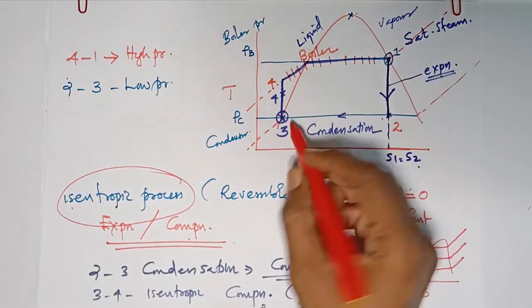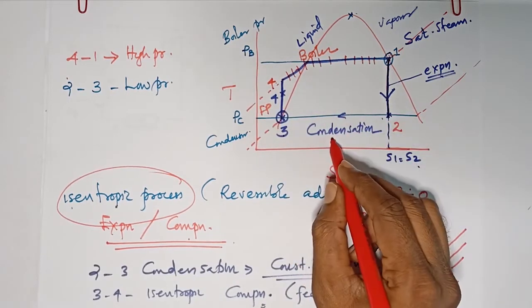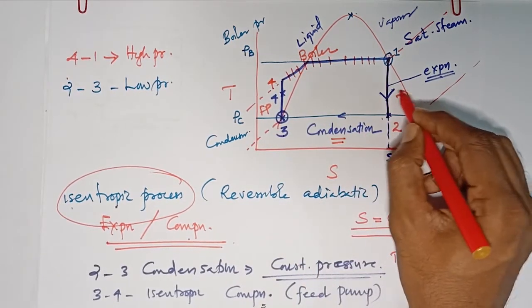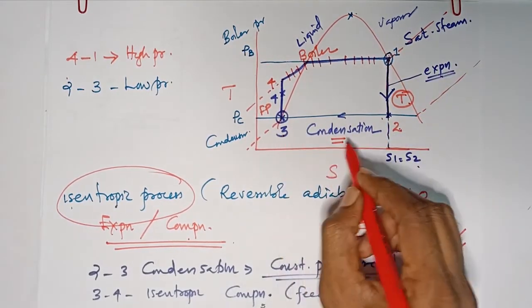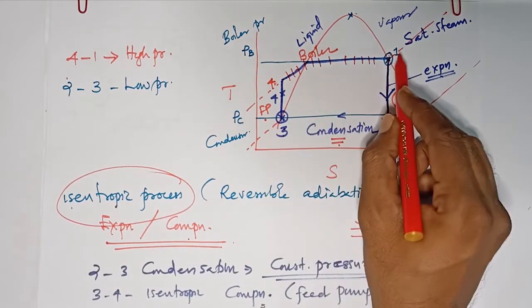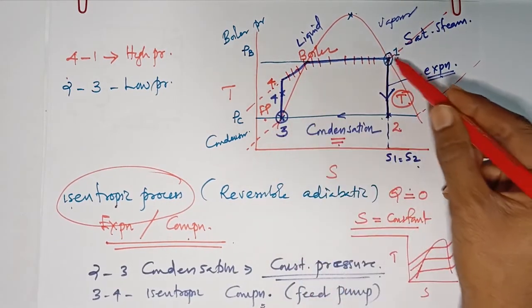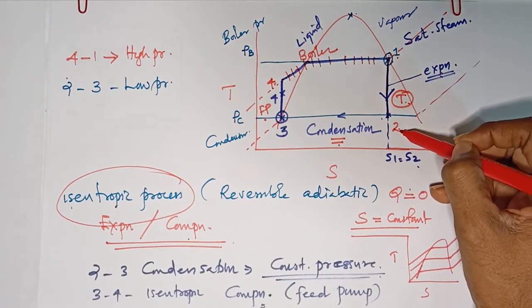This is the boiler. What is this, 3 to 4? This is the feed pump. What is this? Condenser. What is this? Turbine. So 1 to 2 happens in the turbine, 2 to 3 happens in the condenser, 3 to 4 happens in the feed pump, 4 to 1 happens in the boiler. So 1 to 2 means it is an expansion process, it is an isentropic process.